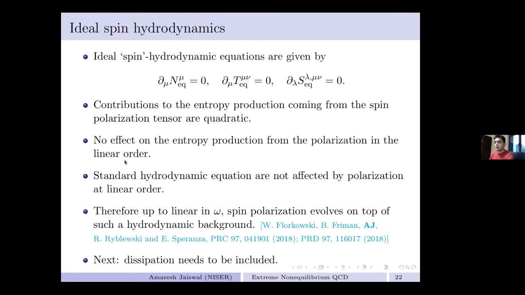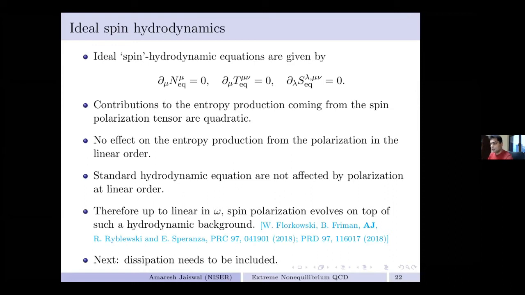So in ideal spin hydrodynamics, we have the conservation of these three quantities: the conserved net charge current, the energy-momentum tensor, and the spin tensor. And we see that the contribution to the entropy production from the spin polarization tensor enters only at quadratic order, and therefore there is no effect on entropy production at linear order.